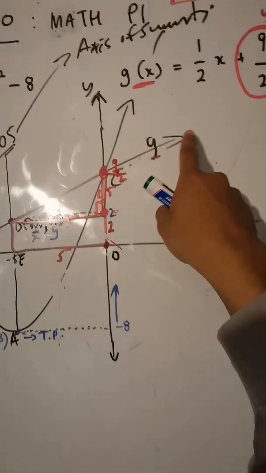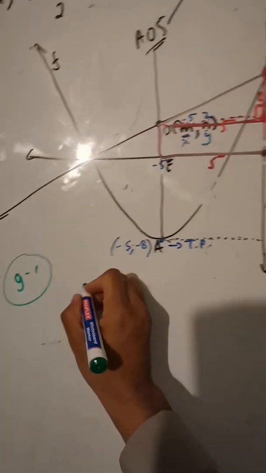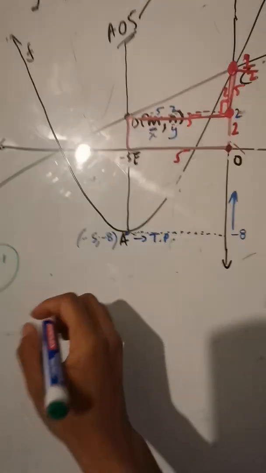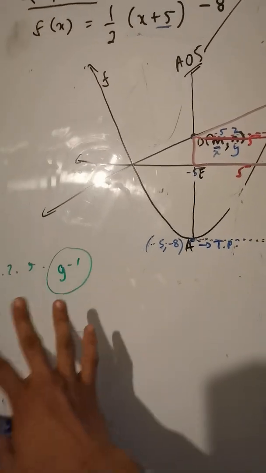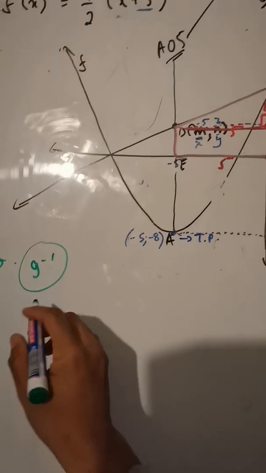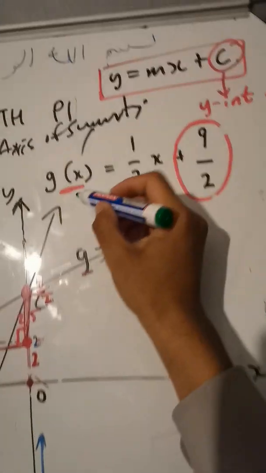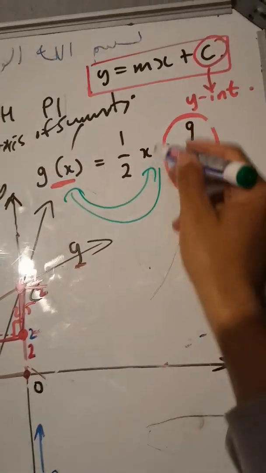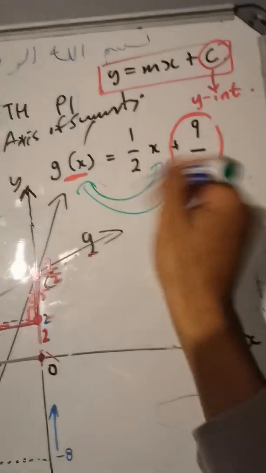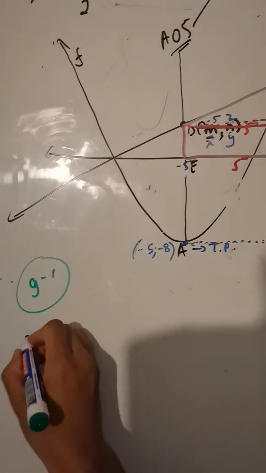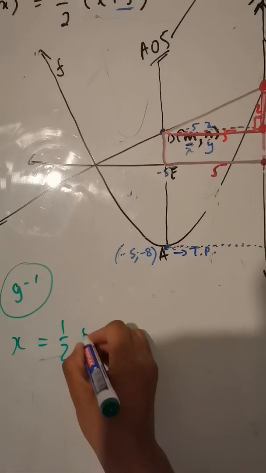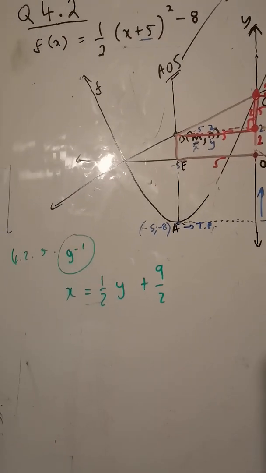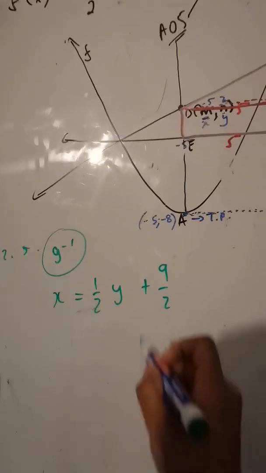So g is a straight line graph. So g of x is equal to half x plus 9 over 2. So we have to now get the inverse. Okay, so for the inverse, we're just going to switch the x and the y values in the equation. So we're going to have x is equal to a half y plus 9 over 2. And then we're just going to solve for y.